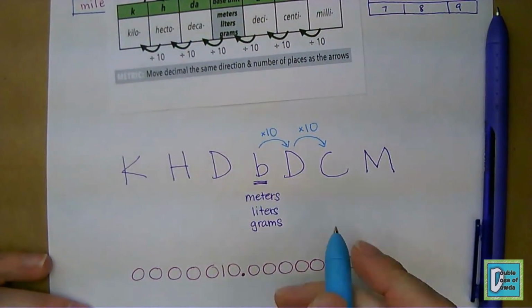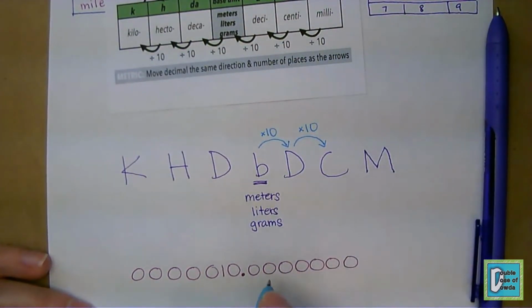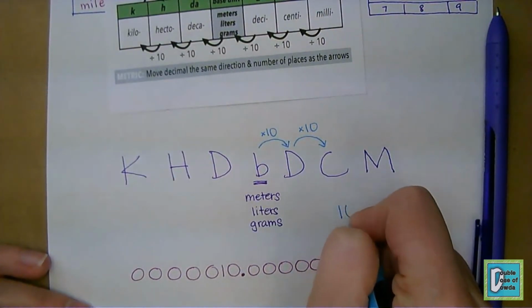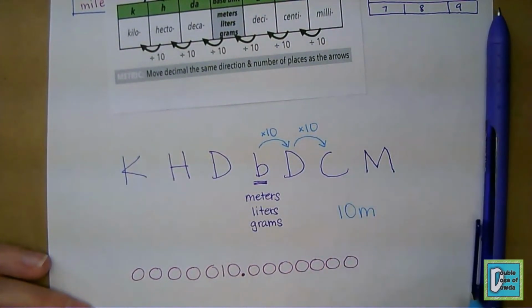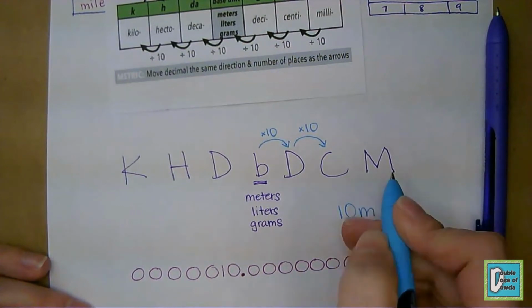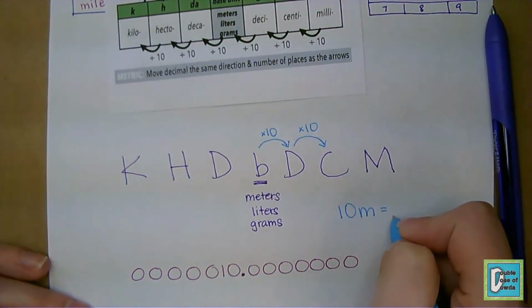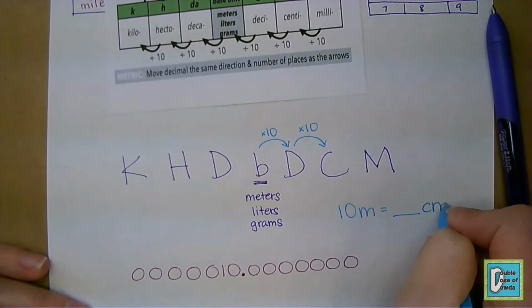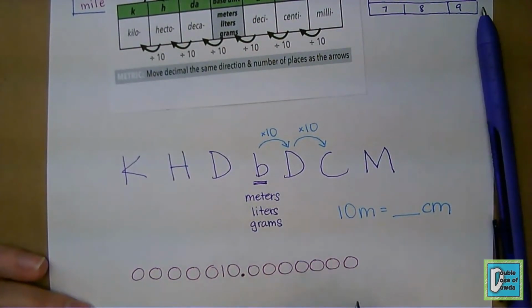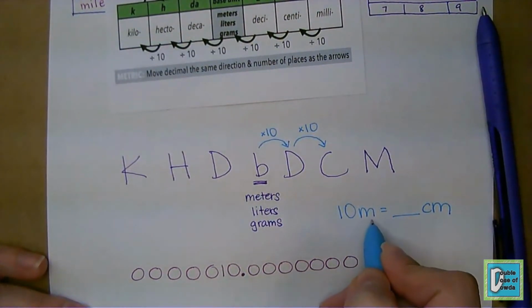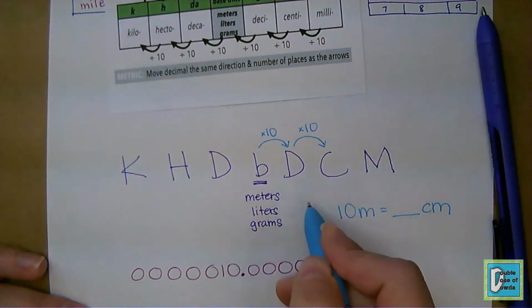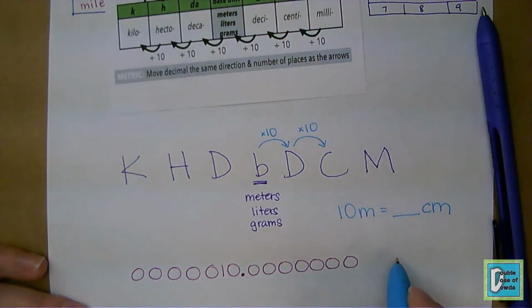So what we do for this one is, let's say that I have 10 meters, and I want to know how many centimeters there are. I tell students what we need to do is we need to have our number 10, which I already have written here, and we need to see how many jumps and in what direction do we move on our chart up here from meters to centimeters.